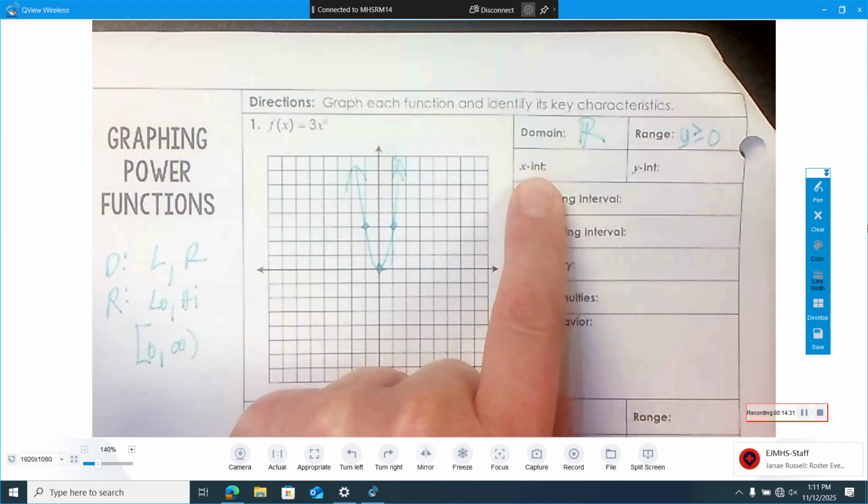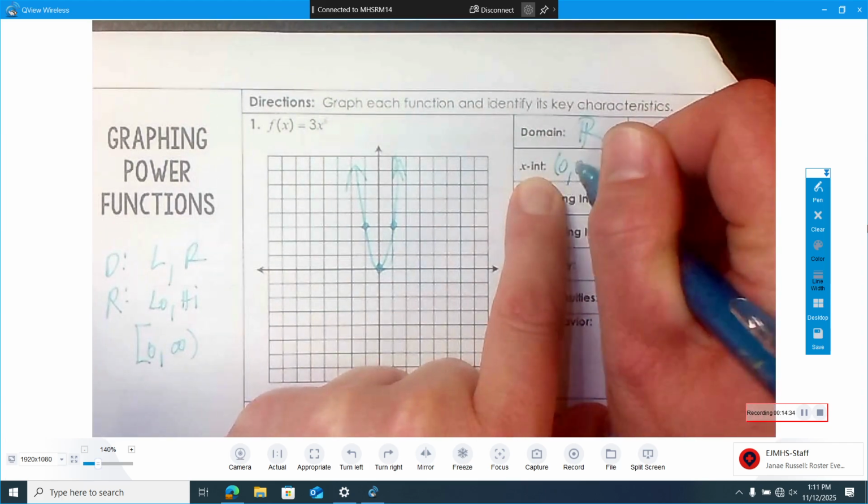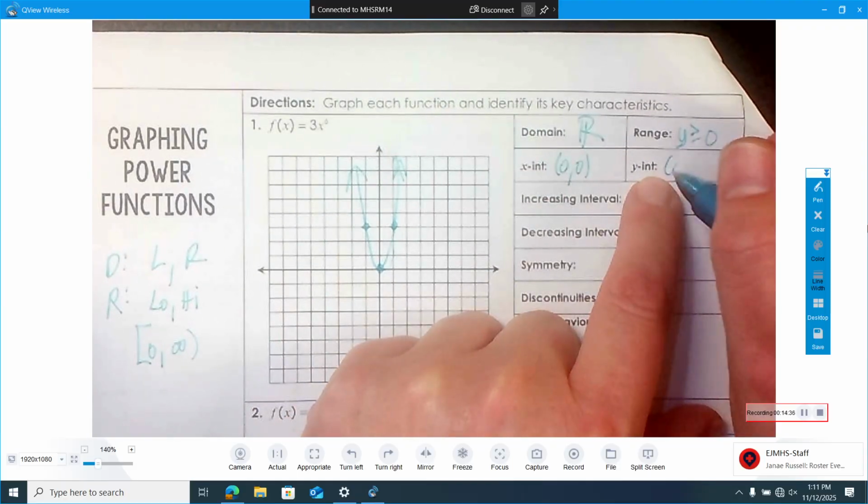What's the x-intercept? 0, 0. What's the y-intercept? 0, 0, the origin.